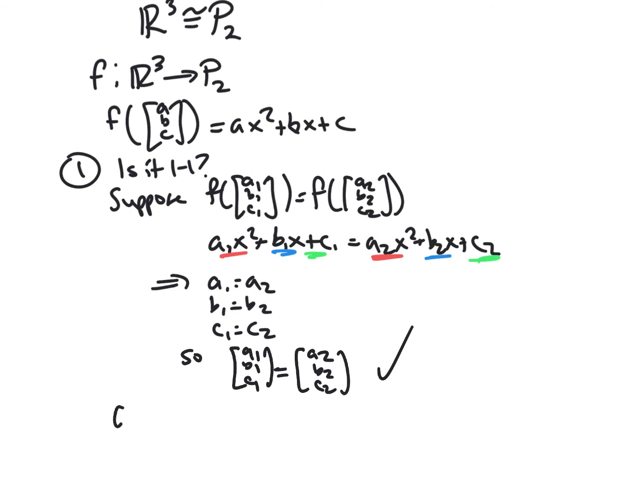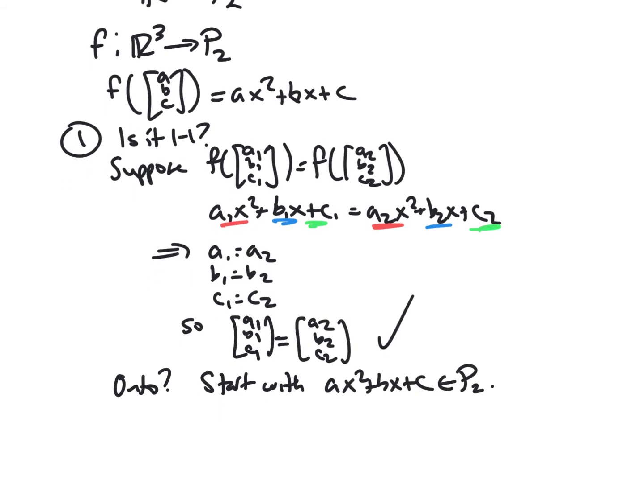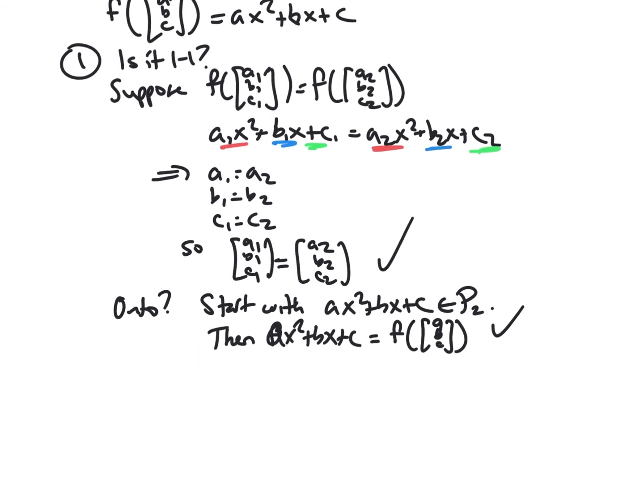Okay, what about onto? Well, we would start with something in the target space. So start with some ax squared plus bx plus c. That's an arbitrary element of P2. Well, this is clearly just f of (a, b, c), right? And so we have something that goes to it. So this is equal to f of (a, b, c). And so, yep, it's also onto. So it's a bijection. So that part's good.